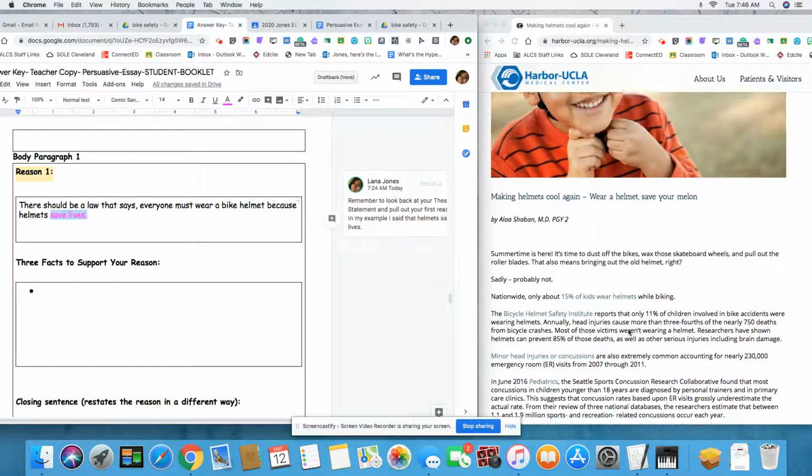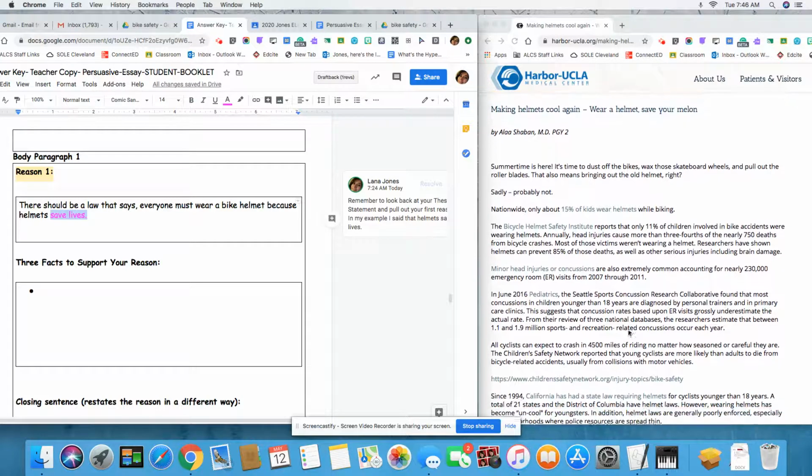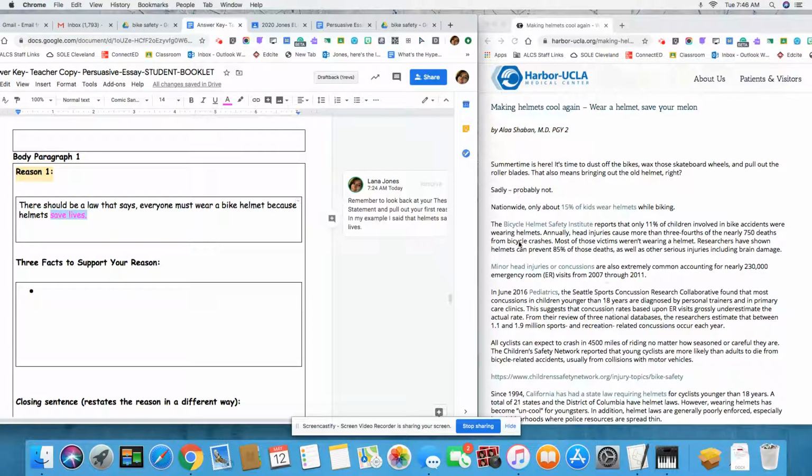Okay, so if I read through this article, it says, the Bicycle Helmet Safety Institute reports that only 11% of children involved in bike accidents were wearing a helmet. Annually, head injuries cause more than 3/4 of the nearly 750 deaths from bicycle crashes. Most of those victims weren't wearing a helmet. Researchers have shown helmets can prevent 85% of those deaths, as well as other serious injuries, including brain damage.